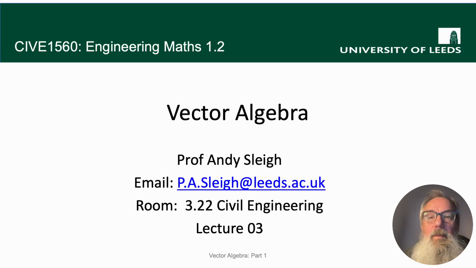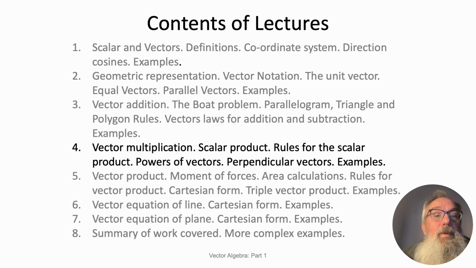Okay, I'm going to go through this lecture on vector algebra, lecture 3. Let's see where we're up to. We're up to vector multiplication, scalar product, rules of scalar product, power of vectors, perpendicular vectors, and then we're going to look at some examples. We're going to see that there is a second type of vector multiplication called a vector product, but today we're just going to look at the scalar product.